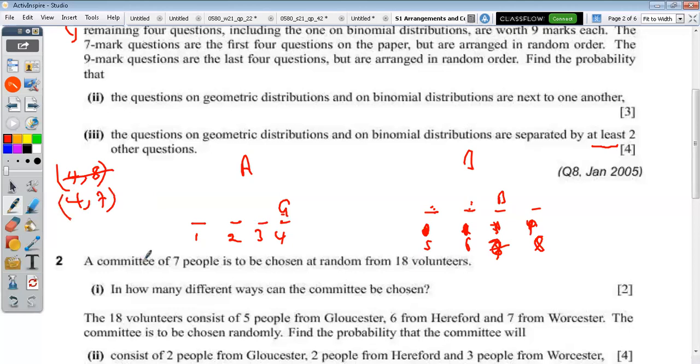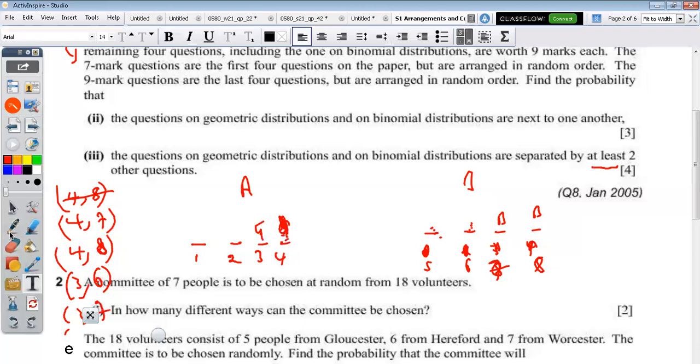Because if I have 4 here and I put it on 6, it's a difference of 1, and we said at least 2 other questions. Then I can also have position 4 and position 8. If I now move it to position 3, we skip these and start at 6. So 3 and 6, 3 and 7, and 3 and 8.